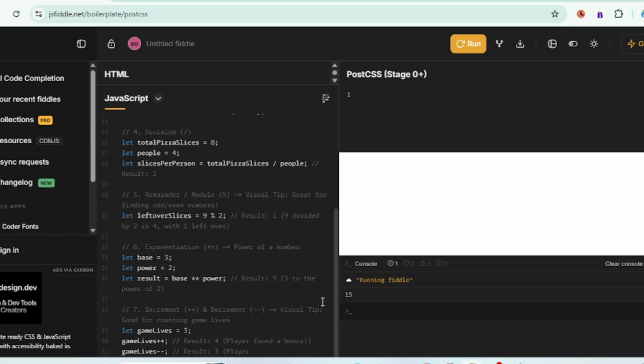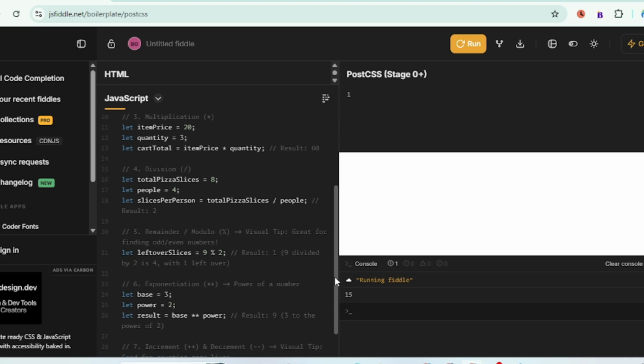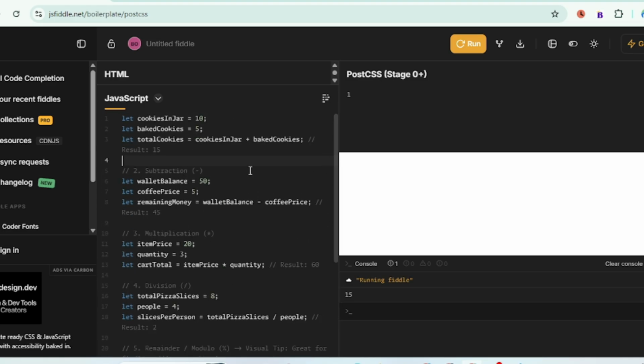And this one is increment and decrement. You add 1 to them and you minus 1 from them. So let's begin. Let's say we want to plus these two. Let's say we've already declared the values cookies in jar and baked cookies, and let's say it's 10 and 5. So what this represents is that they have been declared. So we want to do 10 plus 5.